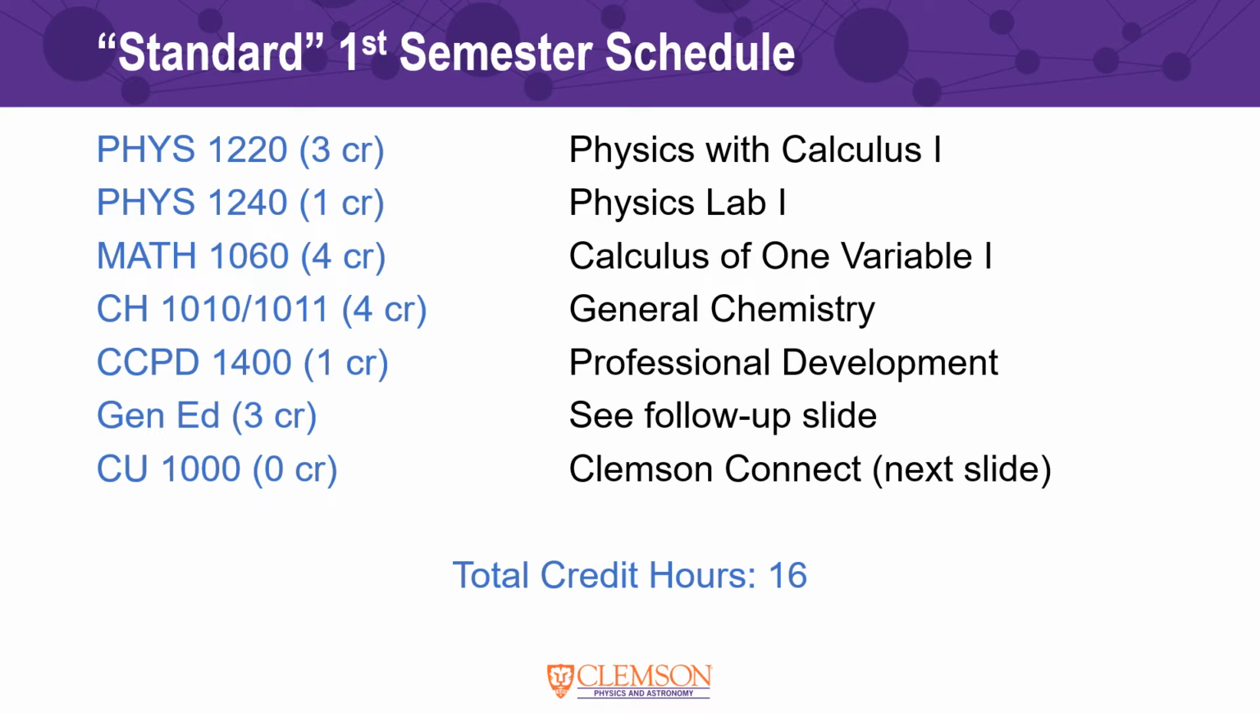So a standard schedule for you that you might select going into this first fall semester would be the following classes. The first is that classical mechanics or mechanics course, Physics 1 or Physics with Calculus Part 1. It's a 3 credit hour class, Physics 1220. There is a 1 credit hour lab that goes with that, Physics 1240, and we have specific sections of these which I'll show you in a subsequent slide.